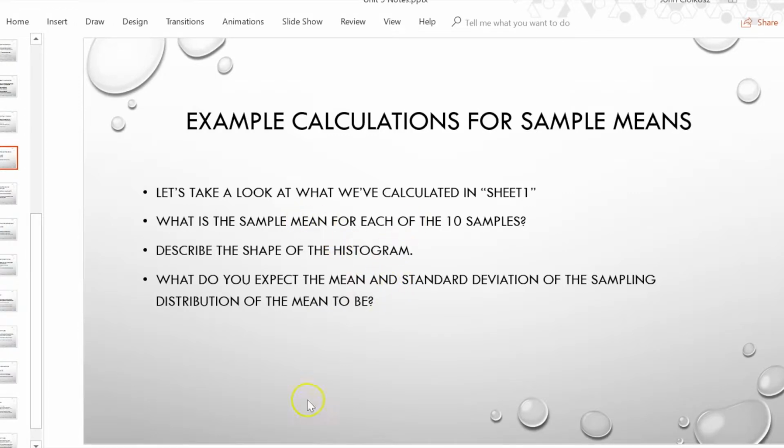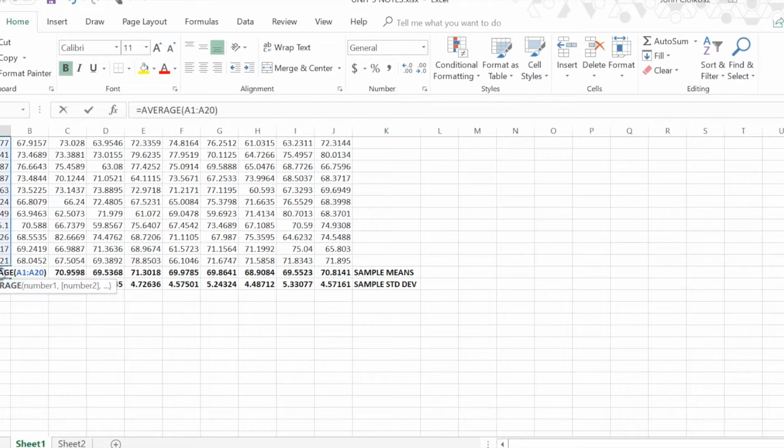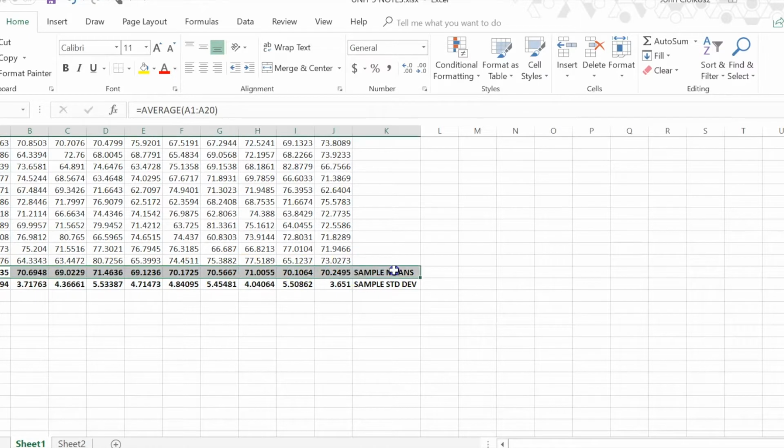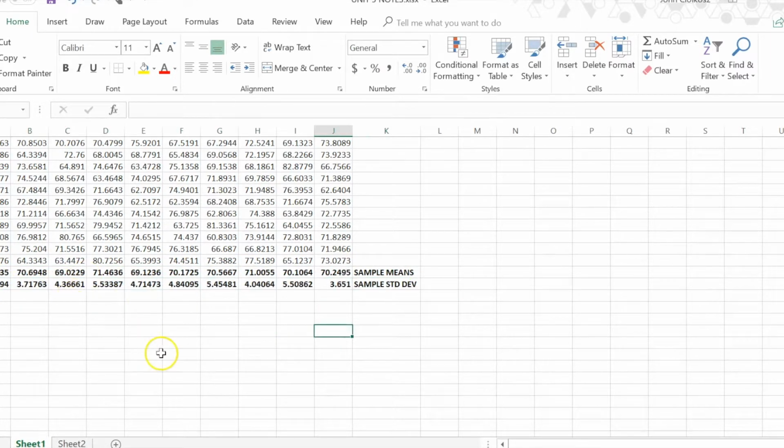This one should be simple. Sample mean for each of the 10, right? We already calculated that. We used the average command. I labeled those as my sample means. These are my sample standard deviations. And again, I bold texted it just to make it easier to see, but not totally necessary.